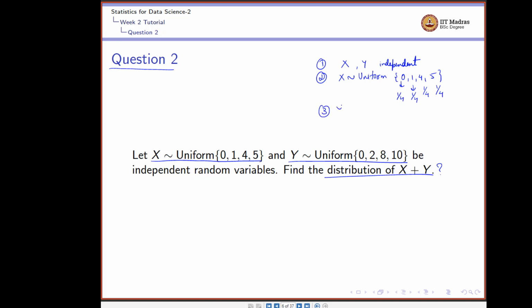And the third is y is also uniform in {0, 2, 8, 10}. So similarly, the probability that y takes the value 0 is 1 by 4, y takes the value 2 is 1 by 4, y takes the value 8 is 1 by 4 and y takes the value 10 is 1 by 4. Now we have to find the distribution of x plus y.